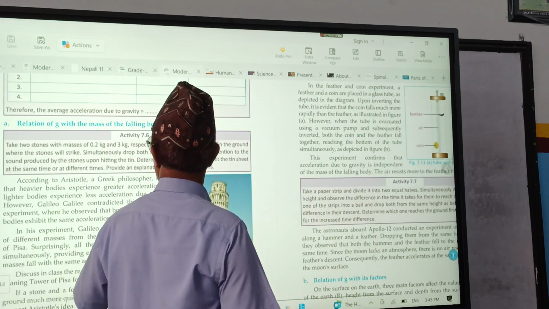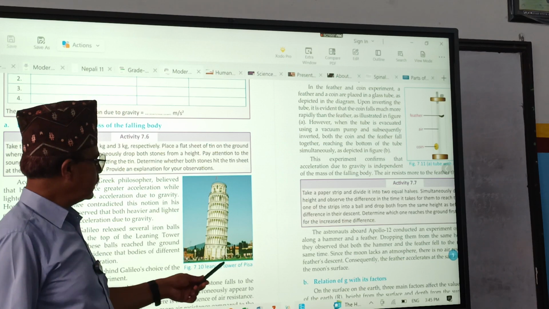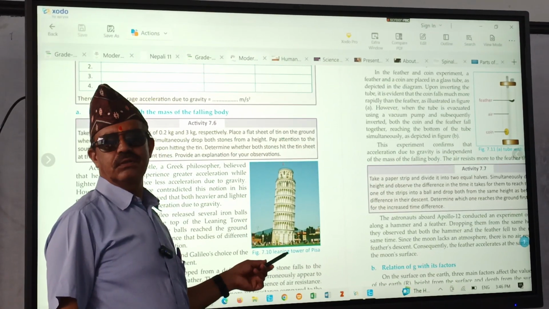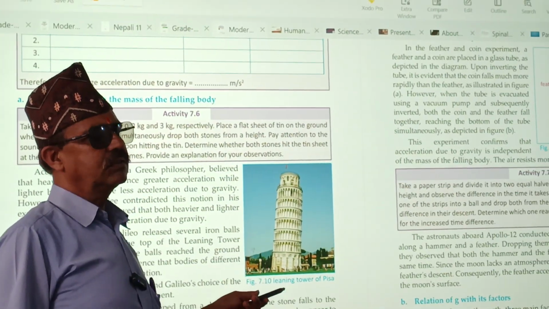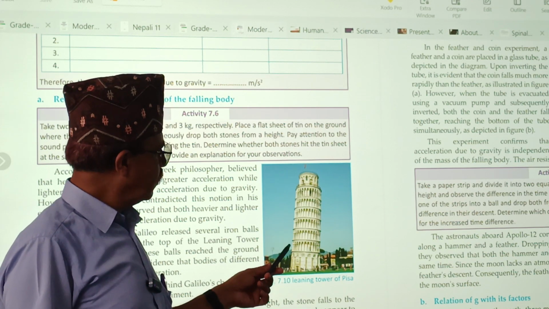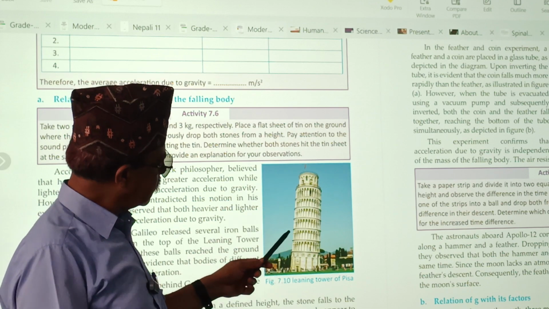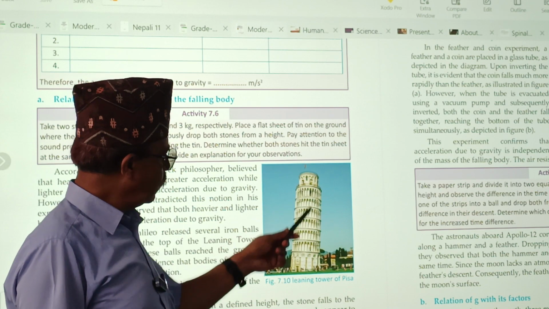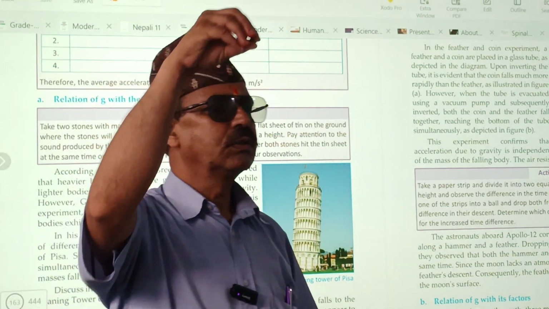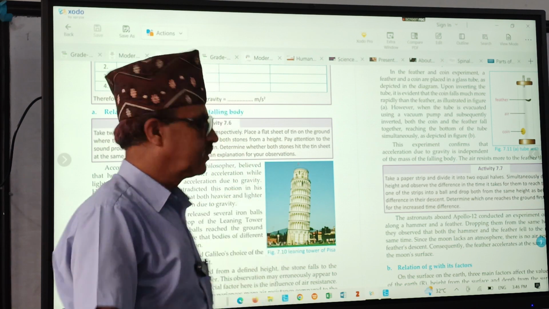So, relation of g with the mass of the falling body, it is the one. Okay. So you can see here, what is this? Leaning Tower of Pisa. Still, this structure exists, but our Bhimsen Tower was already demolished, destroyed because of earthquake, and again they have made a new one. But it's here since more than, let's say, 500 years. In this leaning tower, I think it is slightly in oblique position, and it also looks like our Bhimsen Tower, right? And from this place, Galileo Galilei dropped two stones, and he showed that both the stones reached the ground together, right?